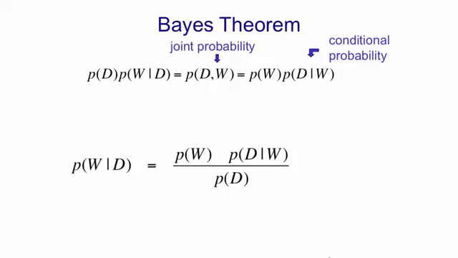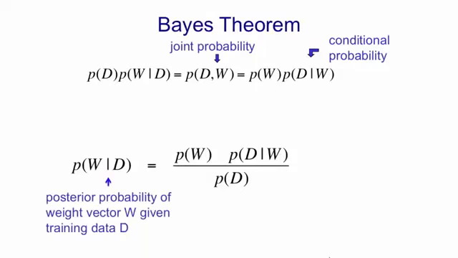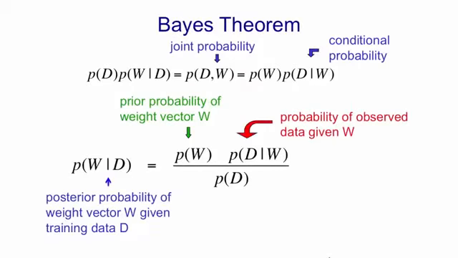Bayes' theorem says that the posterior probability of a particular value of W, given the data D, is just the prior probability of that particular value of W times the probability, given that particular value of W, that you would have observed the data you observed.